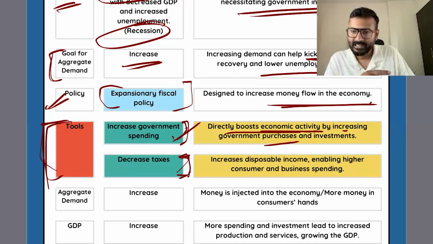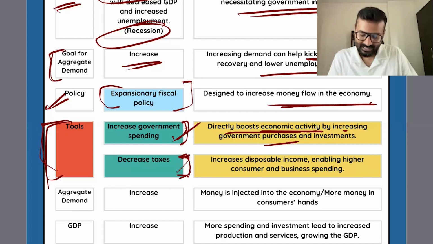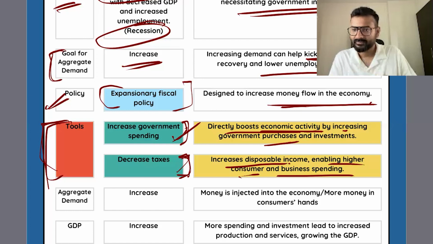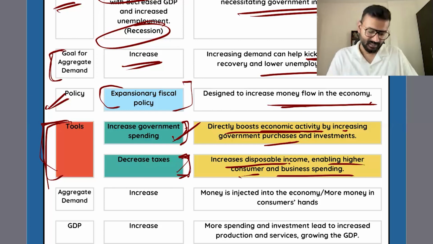Why will the government decrease taxes? Because you as a person, अगर तुमको कम tax देना पड़ रहा है, then you have more disposable income in your hand, तो तुम ज़्यादा demand करोगे, right? So increased disposable income enables higher consumer and business spending, right? So these are the two tools.